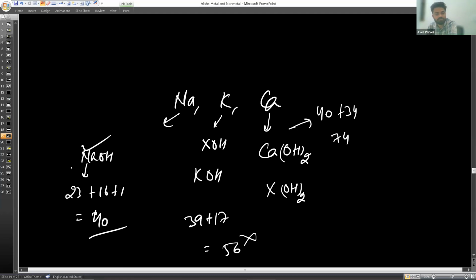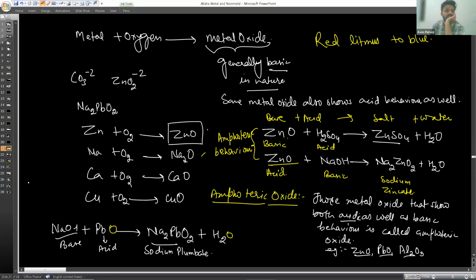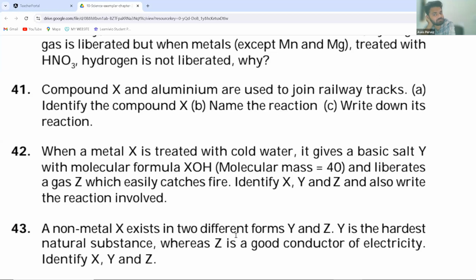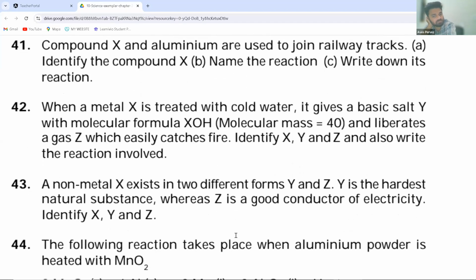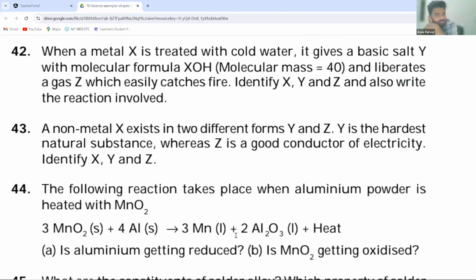Understood? Yes, sir. So what should I do when there are questions like this about molecular formulas or molecular masses? You have to memorize the molecular masses. So where can I find them, is it in a table? Yes, it is in the 9th class book, atoms and molecules chapter.